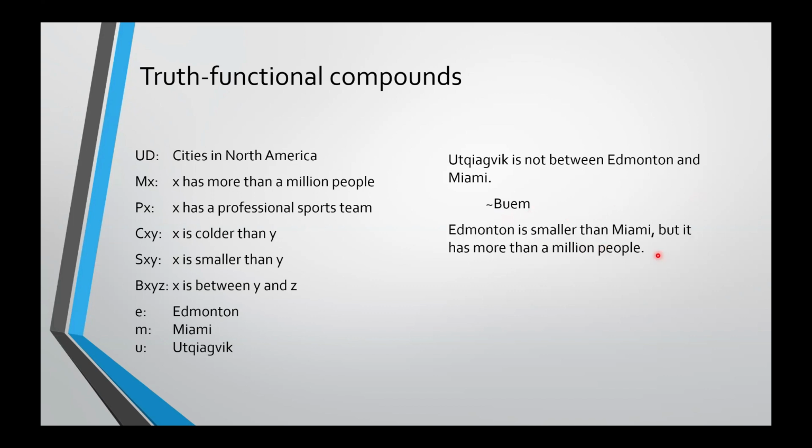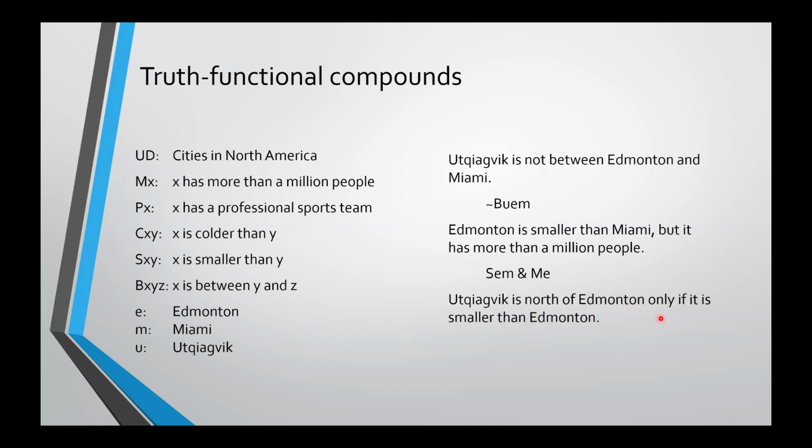Edmonton is smaller than Miami, but it has more than 1 million people. So Edmonton is smaller than Miami is going to be SEM, but remember, is conjunction. And Edmonton has more than 1 million people will be ME. So we will have SEM and ME.